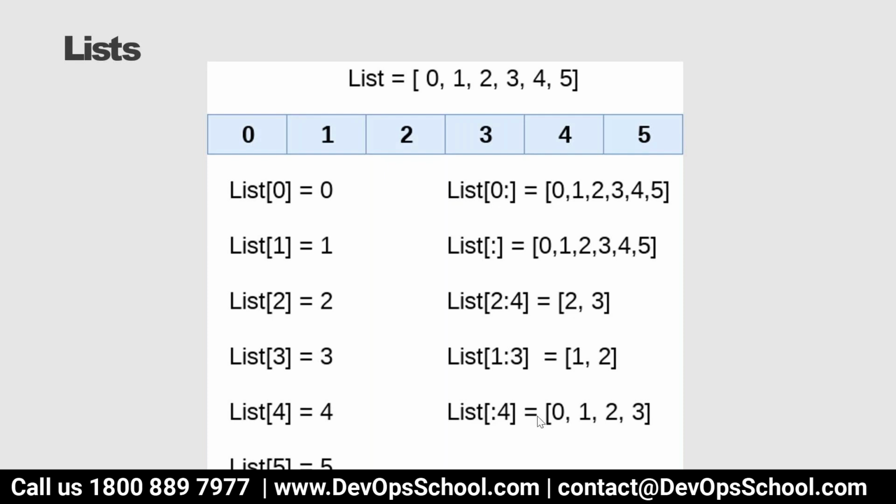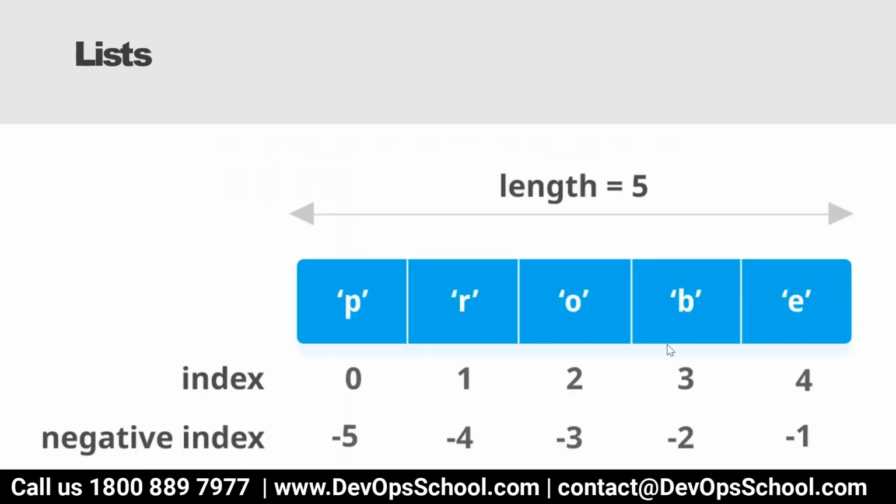So guys, we have a negative index also. Look at this here carefully. You have to work on this a little bit. The index starts with 0. There is one list, "probe". We have 5 elements: p the first element, r the second element, o the third element, like that. So the normal index we understand starts with 0, 1, 2, 3, 4.